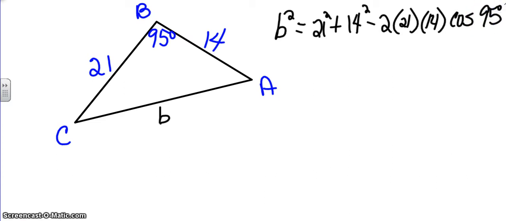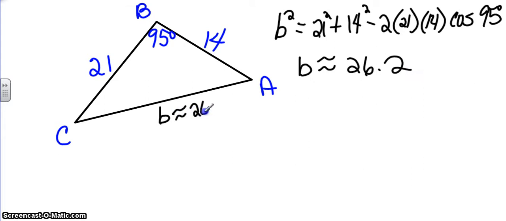So I want to solve for B. I can put all of this on my calculator. Make sure you put parentheses around the 95 and then take the square root. So B is about 26.2. Now, once I have this, I could do another law of sines, or sorry, law of cosines if I wanted to. But you know, law of sines is so much quicker, I think, so that's what I'm going to do.